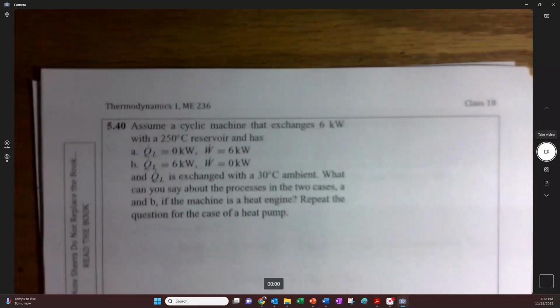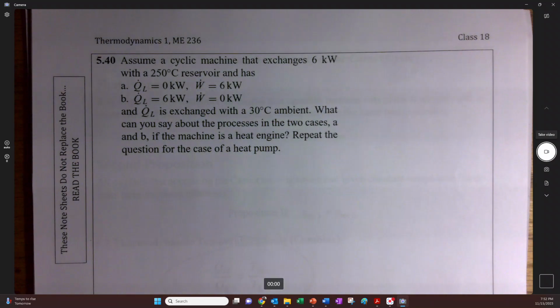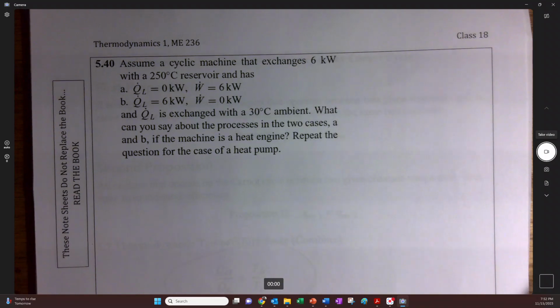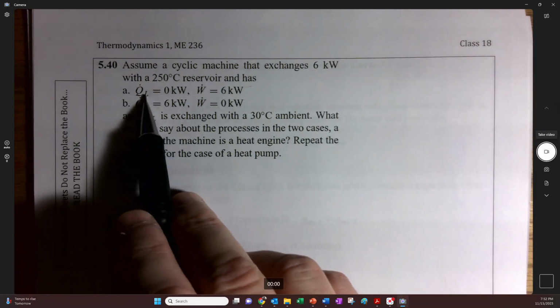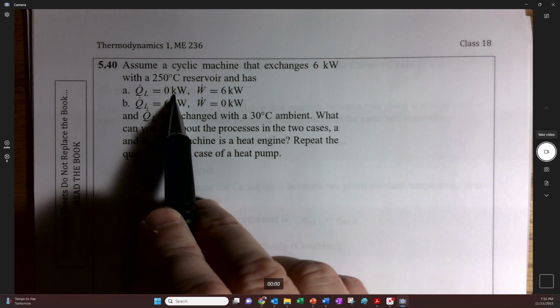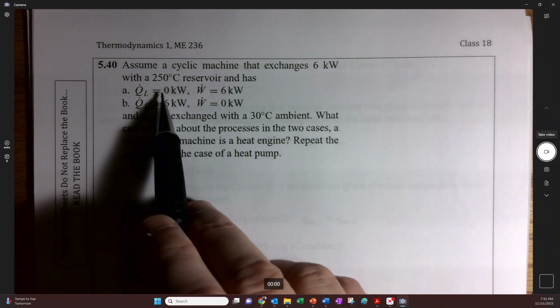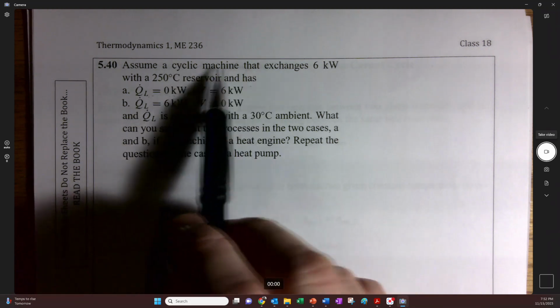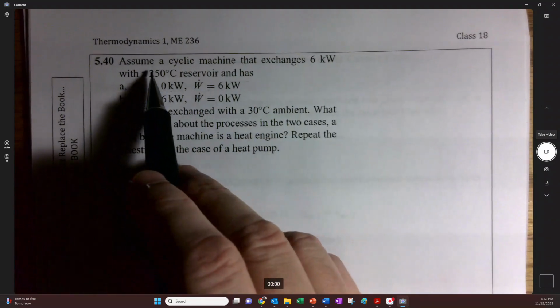All right. So here's where they're asking three problems in one. They say, assume that a cyclic machine exchanges 6 kilowatts with a 250 degree Celsius reservoir and has this QL of 0 kilowatts, so it just produces this work right here. It doesn't lose anything. It's not rejecting. It's a machine, not a refrigerator. I need to make that clear. We were just doing some refrigerators, but now we have a machine.